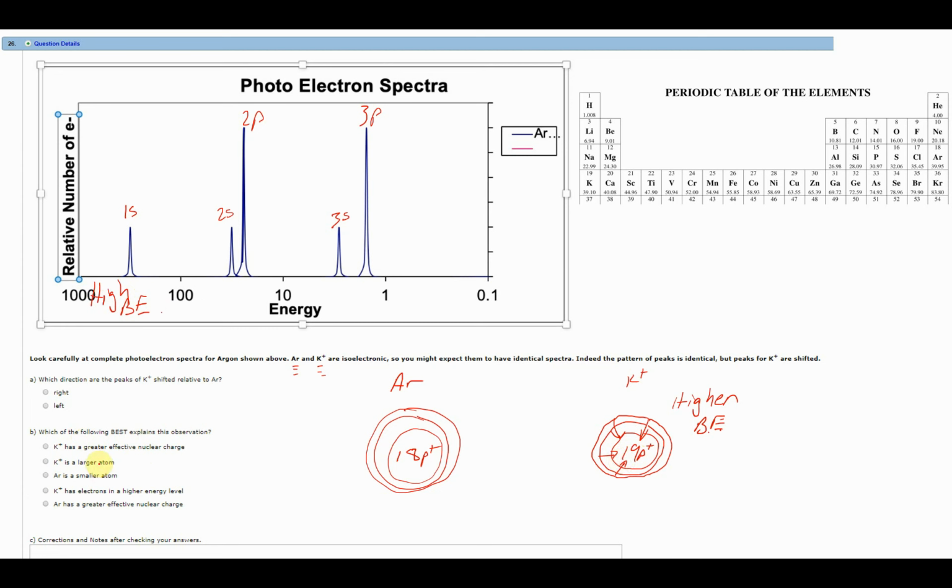Let's see. I think B, K+ is a larger atom. No, we just said it would be smaller, right? Argon is the larger atom. Yeah, the rest of these are out. So I think definitely the first one.